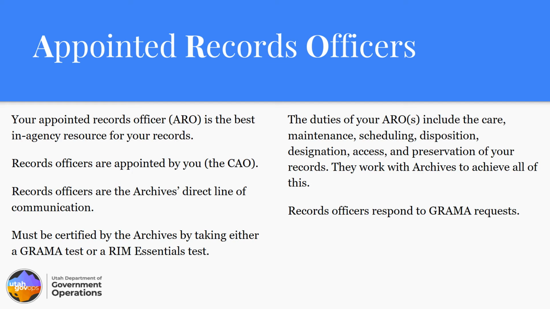Now let's briefly go over the role of your appointed records officers. So your appointed records officers are the best in-agency resource for your records. They are appointed by you, the CAO, and they are the archive's direct line of communication. They must be certified by archives by either taking the GRAMA test or the RIM Essentials test. And the duties of your ARO include the care, maintenance, scheduling, disposition, designation, access, and preservation of your records. And they will work with us, the archives, to achieve all of this. Your records officers also respond to GRAMA requests.